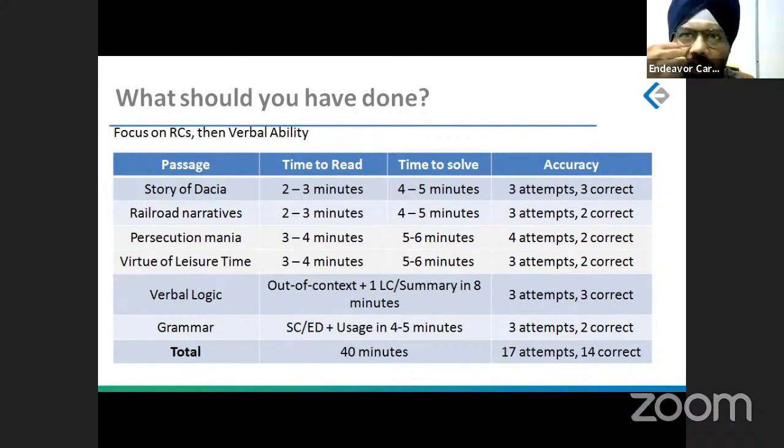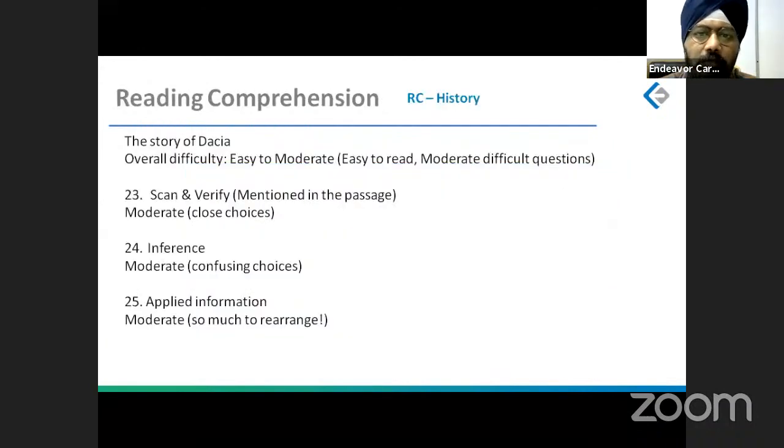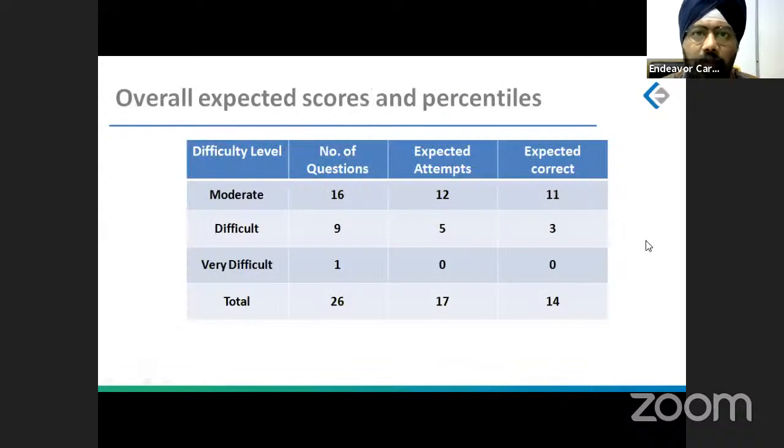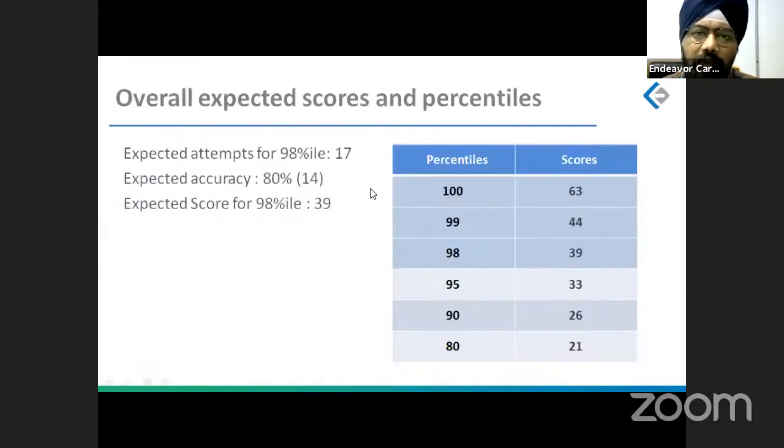Yes, it was tricky, but it was not like a bomb. Take the 2 of them, finish them in 4 minutes. Why would I need 4 minutes? Because if you went to error detection, you would have required more time. Sentence correction was not so time consuming. Error detection was time consuming. The one's very hard, like rearranging the sentences and figuring out which one is grammatically incorrect. So that would bring us back to 40 minutes, 17 attempts, 14 correct. That's what I showed in the previous page. 17 attempts, 14 correct. Why am I stuck on this 17 and 14 today? Because that's what I need to get a 39, which is my good score of 98 percentile.